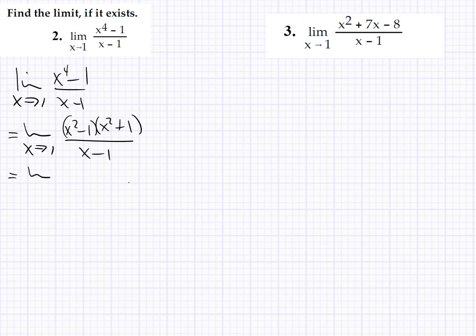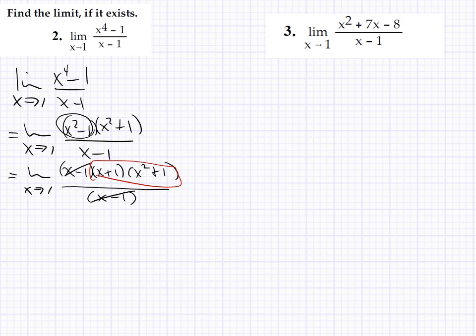I've got to factor again. So I have the limit as x approaches 1 of this x^2 - 1 right here, which can factor as another difference of squares, (x - 1)(x + 1). And I have this x^2 + 1 here, but that can't factor. Sum of squares can't factor. So you have x - 1 on the denominator. Now these two x - 1s cancel. So you see, this is what you're left with: the limit as x approaches 1 of (x + 1)(x^2 + 1).